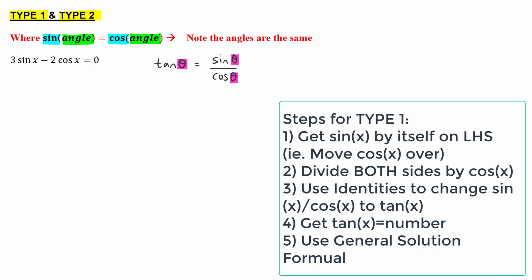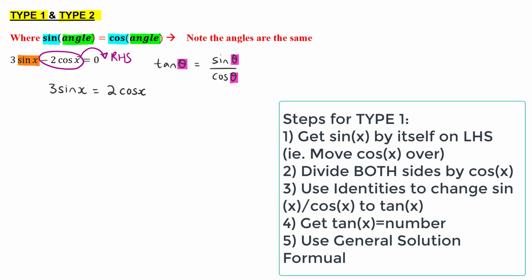So the way we go about solving this, by looking at the question, we know we're going to need to get to tan. Your first step is to get sine by itself on one side of the equation. So you would write 3 sine x, and then we move this minus 2 cos over to the right-hand side, and it becomes positive 2 cos x.